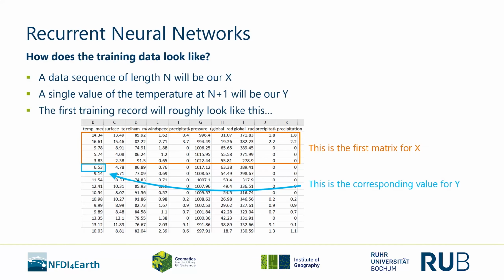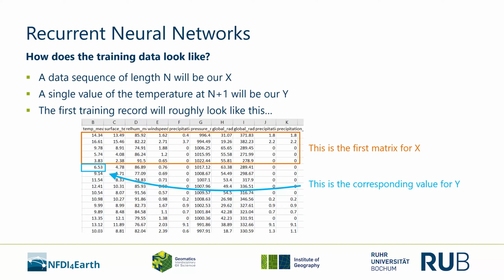As the training data preparation will be a bit different this time, we should briefly discuss it. We have a data sequence of length n, which will be our x data and includes all input features. A single value of the temperature for the time step n plus 1 will be our y data. So the first record in our training data will roughly look like this illustration, with a block of features over several time steps for the x data and the temperature of the next day as the corresponding y feature. So we provide the temperature of the next day so the model learns how to make a forecast.